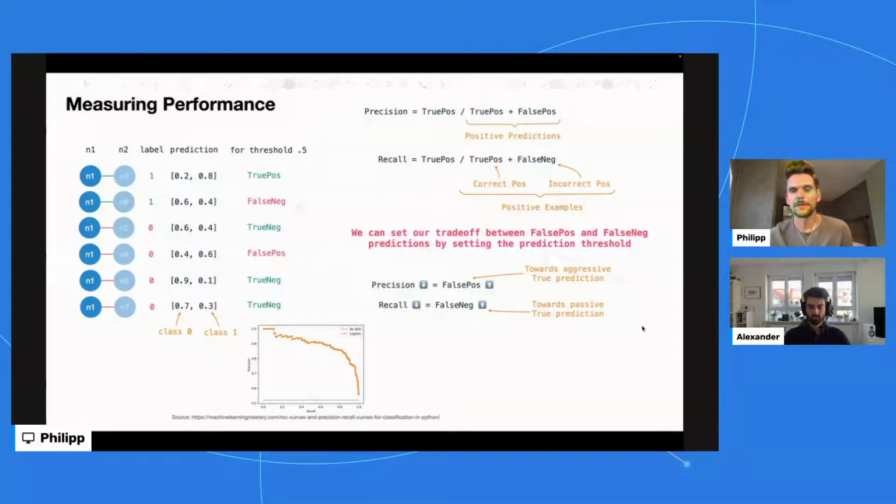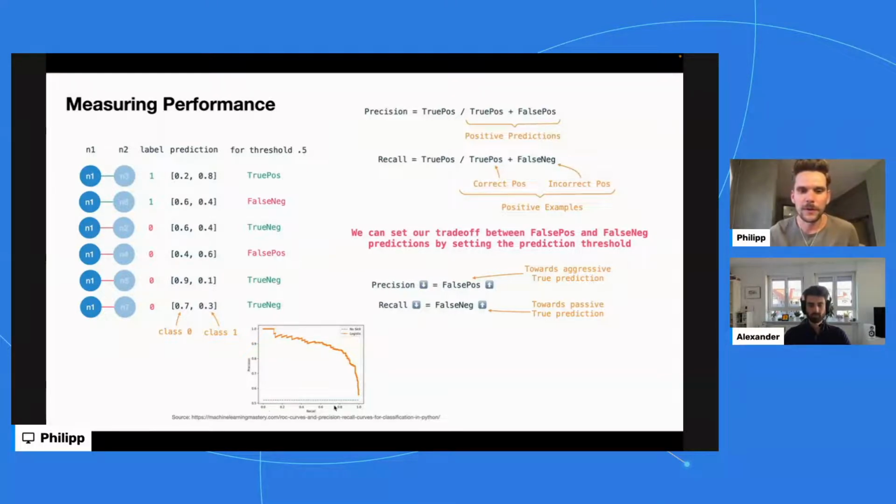Yeah, here's the plot. I've taken this from a website that I read. It's very useful to read this, I guess. So if we set different thresholds, we get different values for the precision and recall. So we go over all the thresholds that we could set, and we get a graph about how the precision and recall behave against each other.